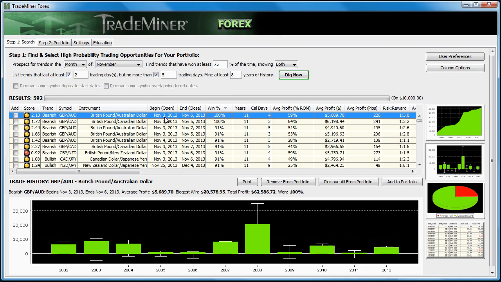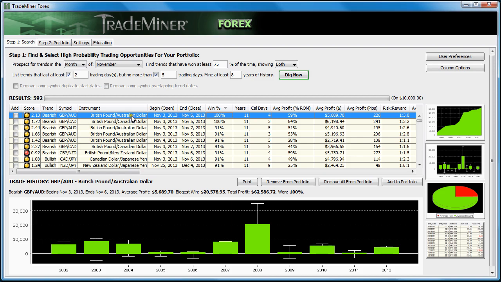While I'm day trading between November 3rd and November 6th, I'm not going to be taking any large long positions, because I know, traditionally speaking, during this time frame, 100% of the time over the last 11 years, the British pound and the Australian dollar has gone down in value. That's very important for me to know as a day trader. It gives me my underlying bias.